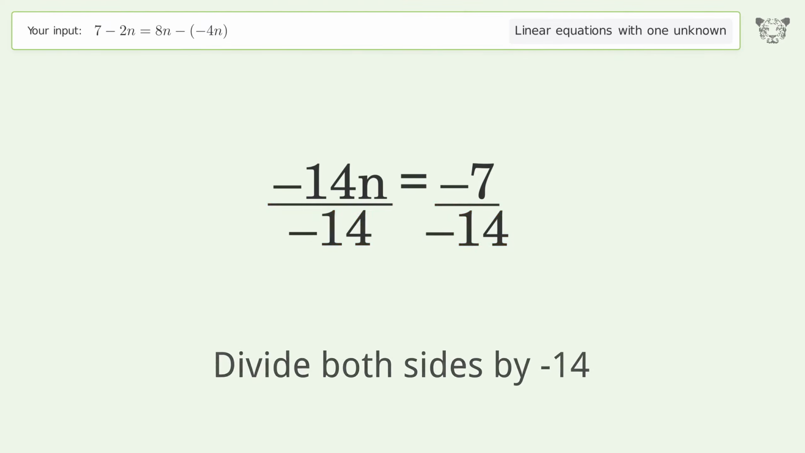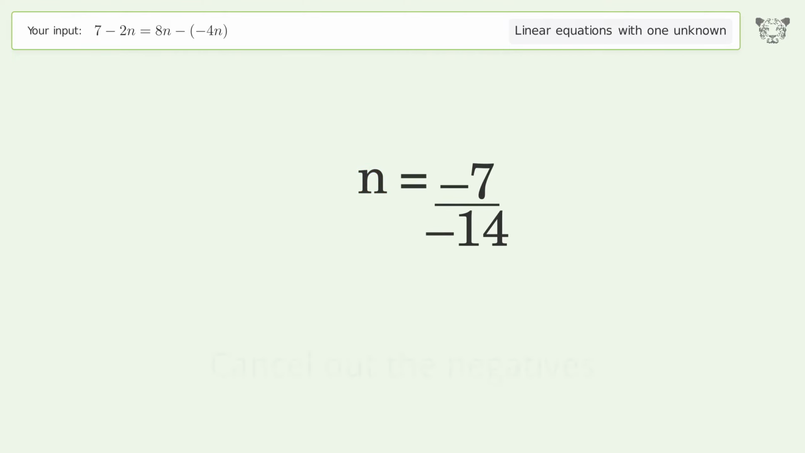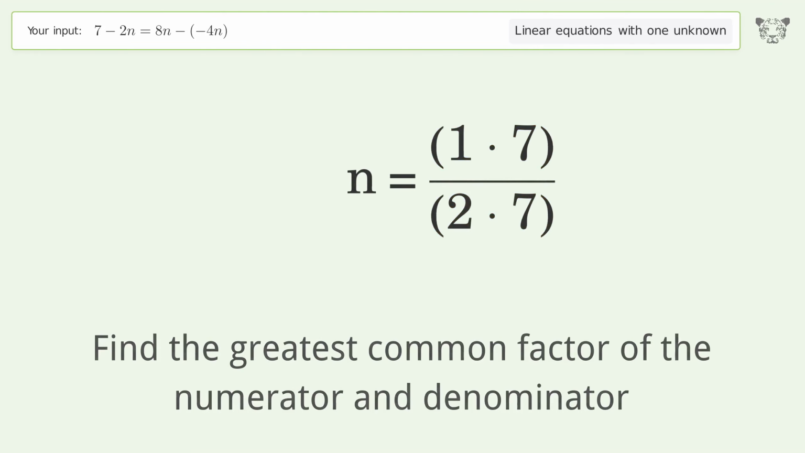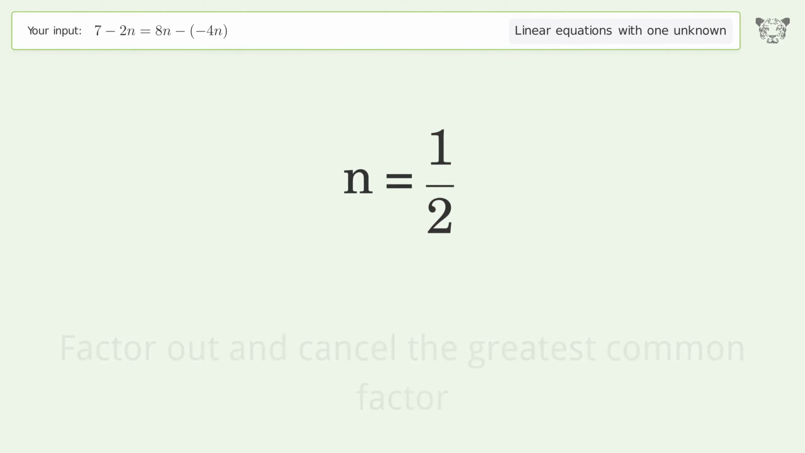Cancel out the negatives. Simplify the fraction. Cancel out the negatives. Find the greatest common factor of the numerator and denominator. Factor out and cancel the greatest common factor. And so the final result is n equals 1 over 2.